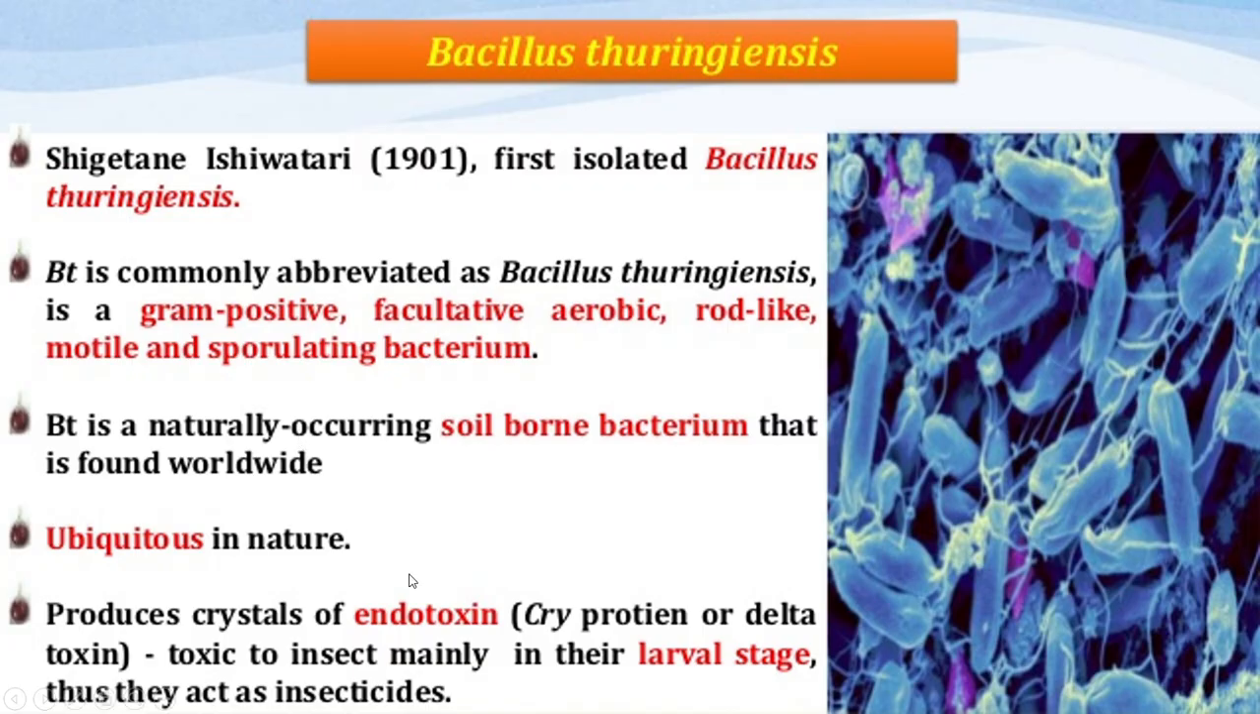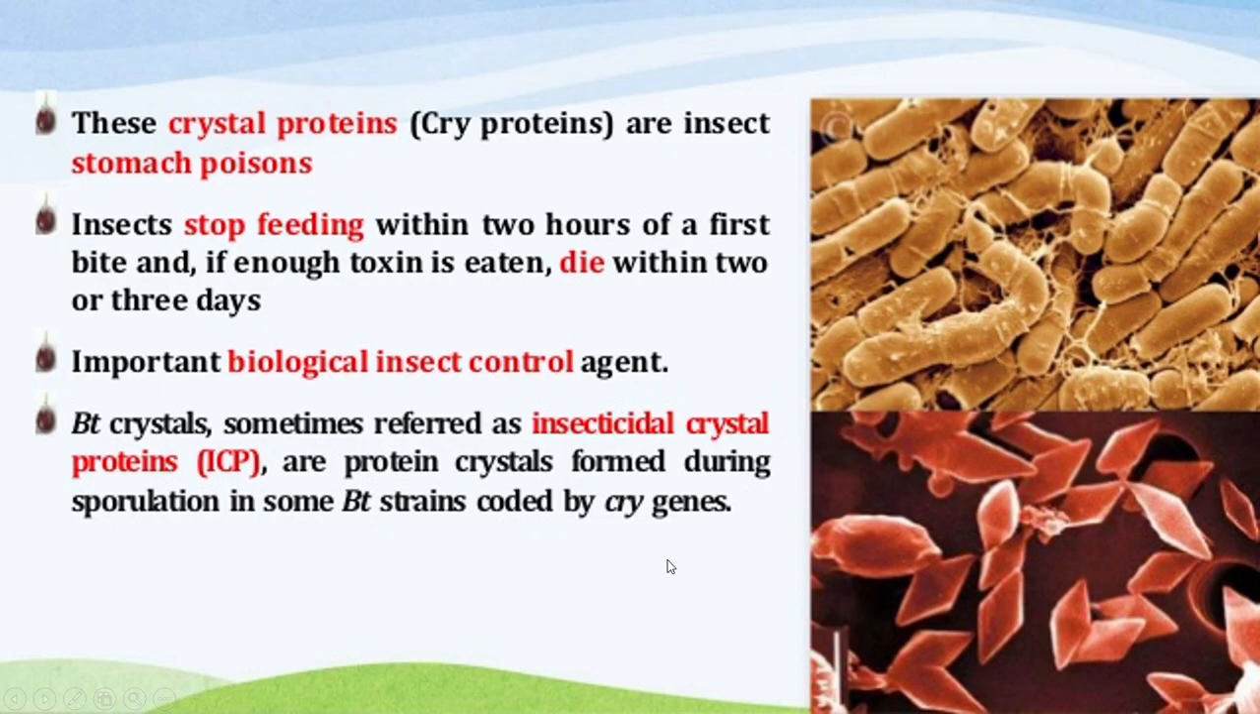It produces crystals of endotoxin, also called Cry protein or delta toxin, which is found to be toxic to insects, mainly during their larval stage. Hence these toxins can be used as an insecticide. These crystal proteins are insect stomach poisons. Insects stop feeding within 2 hours of first bite. So once they ingest this toxin, they stop feeding within 2 hours. If enough toxin is eaten, then larvae die within 2 or 3 days.